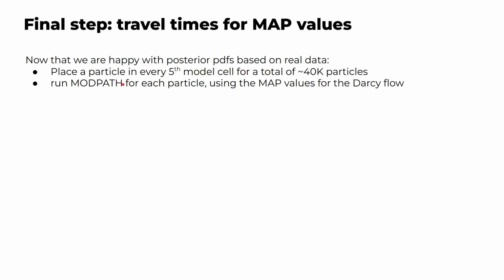Again, MODPATH doesn't solve a hyperbolic PDE as you would think. It simply integrates the law of motion of the particles using the flow computed by MODFLOW. So the velocity field of the particles is the Darcy flow, and you integrate the law of motion over that velocity field. The velocity field is computed by running MODFLOW with the MAP values. And then we measure the time for the particles to get out of the domain into the river, okay? And this is the result.